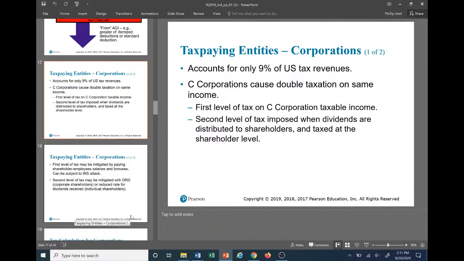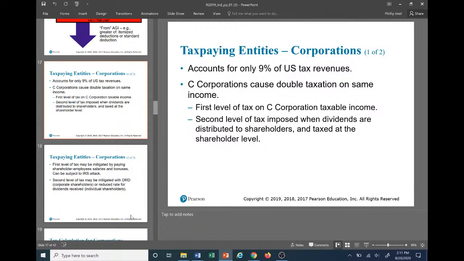We'll start with corporations. If you recall from the top, they only account for about 9% of the U.S. tax revenues. And remember, C corporations are subject to double taxation, right, on the same income. Okay, so how is that possible? What exactly is double taxation? Okay, so the first level of tax on the C corporation is its taxable income, right?